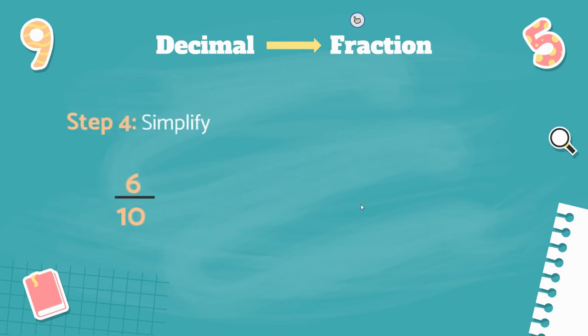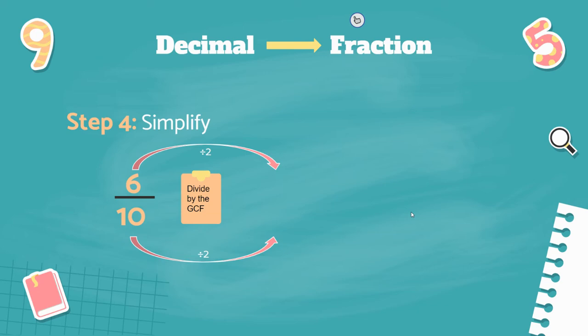So if we have 6 over 10, you know we have to divide by the GCF. Anyone see it quick without writing all the factors? What is it? What's the GCF? 2. So we're going to divide the numerator by 2 and the denominator by 2. Our final answer in simplest form is 3/5. So 6/10 or 0.6 as a fraction in simplest form is 3/5.